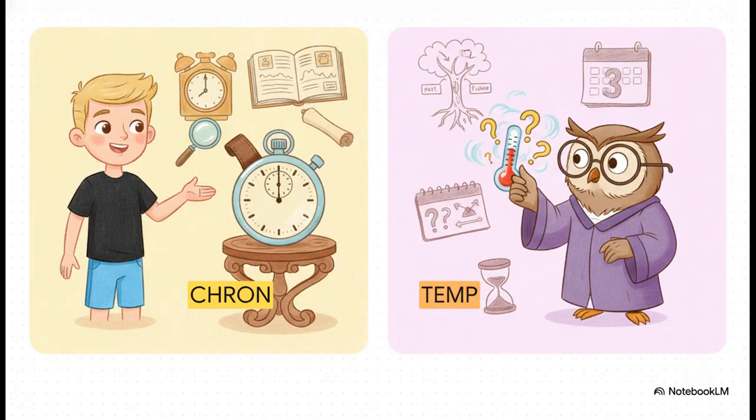Think about this for a second. Chron strictly means time, and only time. Temp, on the other hand, it's kind of a shapeshifter. It can mean time, sure, but it can also mean temperature. Chron is your dedicated, single-focus time root.